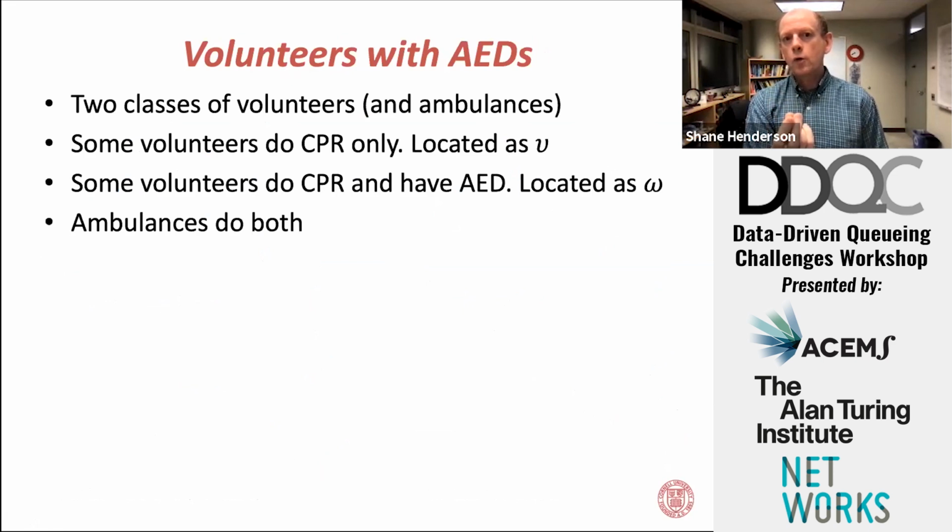One other thought though: what if you have volunteers who are a bit more sophisticated? The person with whom we're working at St. John is such a person. She is a volunteer. She has responded to give CPR, but she also has her own defibrillator, and so she has applied defibrillation. So suppose we have two kinds of volunteers, one that can only apply CPR and one that can apply defibrillation as well. So we have two location probability measures, that's nu up here and omega. Ambulances do both of these things.